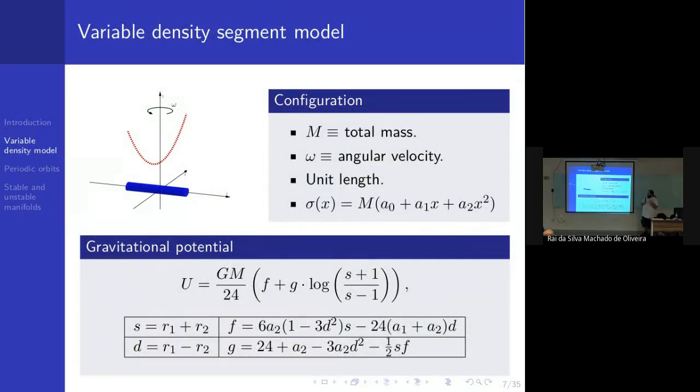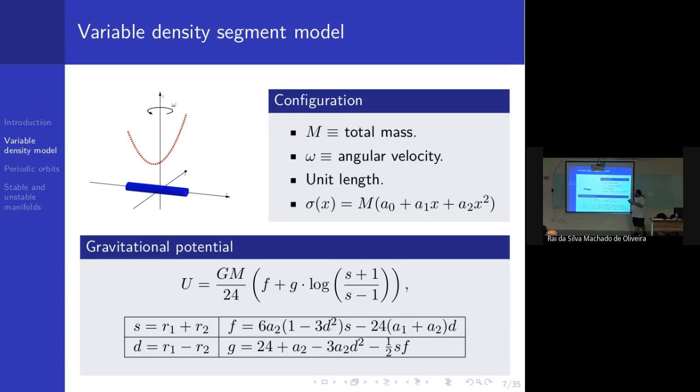Well, let's build the model. Suppose that our asteroid is a segment with total mass m. The asteroid is a linear segment. Here I'm showing the asteroid with a little bit of volume so you can see it, but in the model, the asteroid is just a one-dimensional segment.